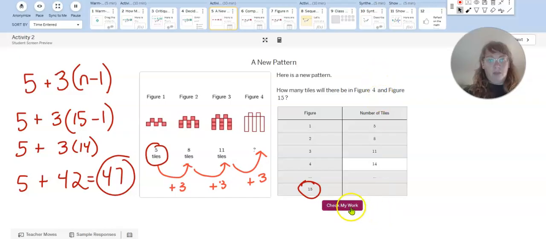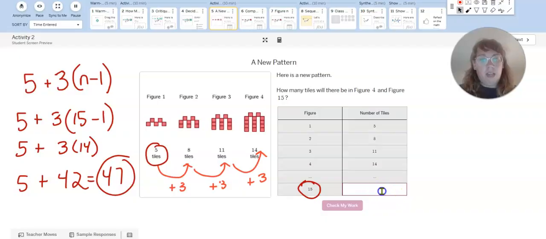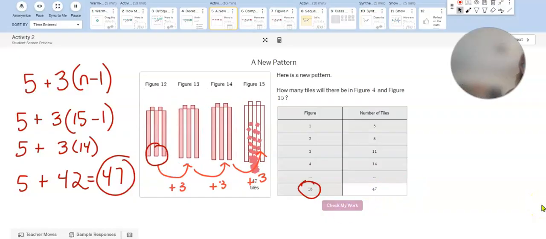Oh, we have to check our work for this one. And then it'll let us type this in here for 47. Beautiful.